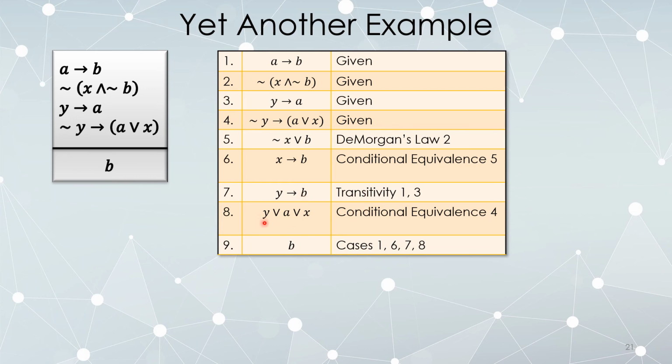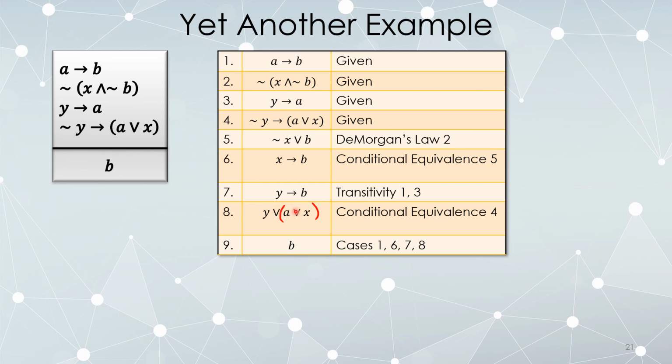Why is line 8 justified? Well, look at line 4. Not Y implies A or X. So a conditional equivalence would say either the hypothesis is false or the conclusion is true. And again, we could have parentheses around this, like that. Either the hypothesis is false or the conclusion is true. But by the associative property, it doesn't matter where I put these parentheses. So you can kind of just drop them as long as you only have one symbol here.